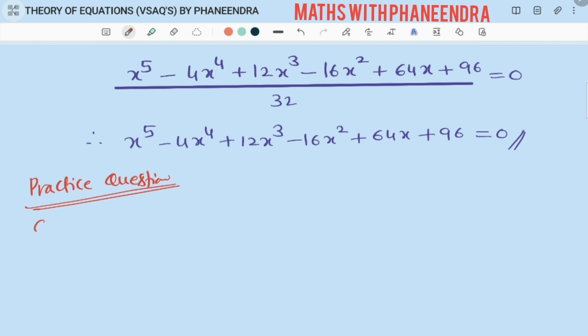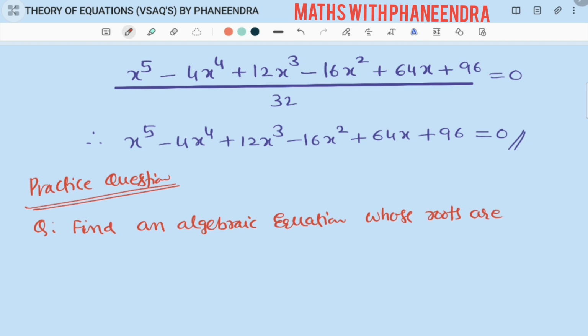Find an algebraic equation whose roots are, equation of degree 4. Don't confuse when they are mentioning degree, nothing will happen, but we want how many times it is we want. Degree 4.